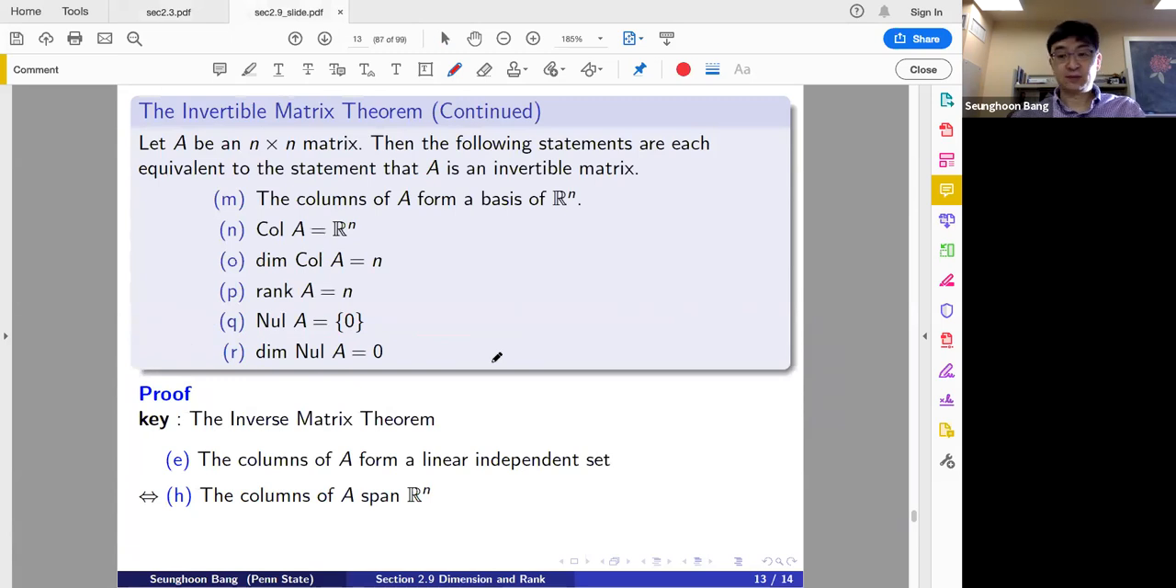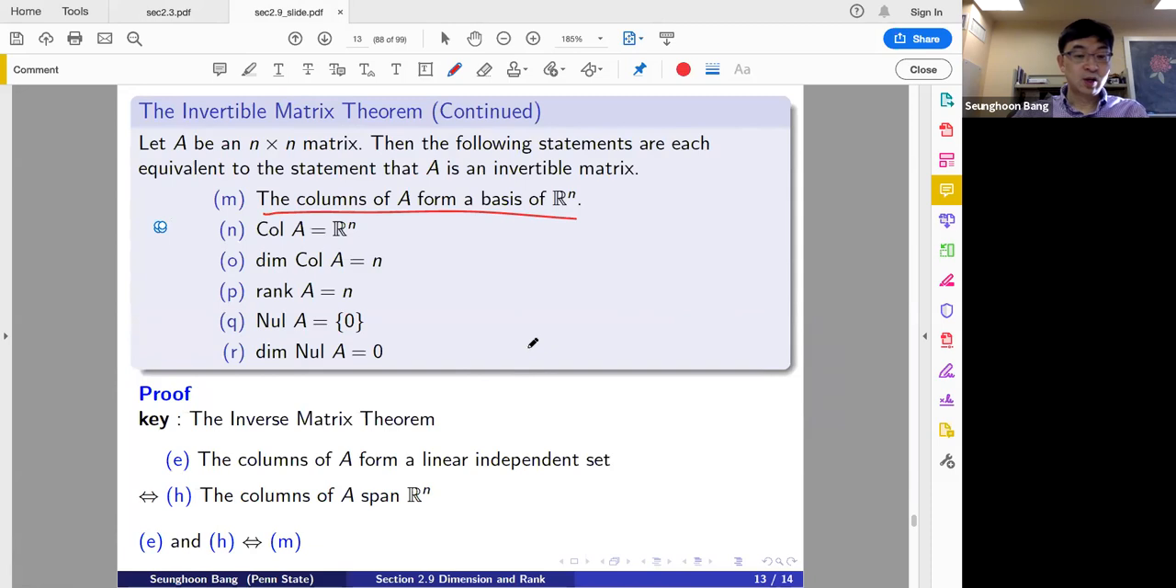So like this, E and H are equivalent to M, right? The columns of A form a linearly independent set, and the columns of A span Rn. What does it mean? Exactly, the columns of A form a basis of Rn. This is the definition of a basis of Rn.